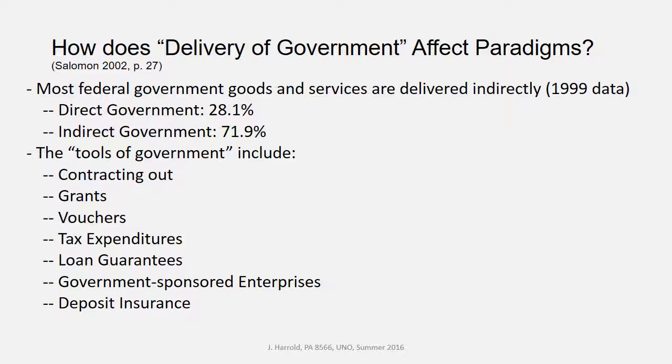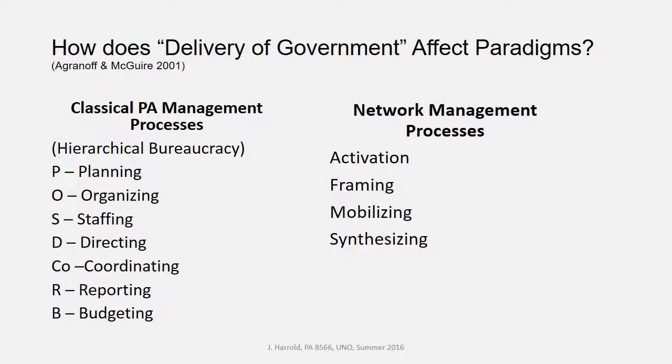And so just from this slide alone, you kind of get the idea, when you get down to the tools of government part, that the delivery of government services is going to require something other than government people. So how does this delivery of government affect these paradigms? Well, I'm going to spend a few minutes talking about this Agranoff and McGuire article. They asked several questions about networks in this 2001 article, and they don't really have answers. They're actually questions for further research.